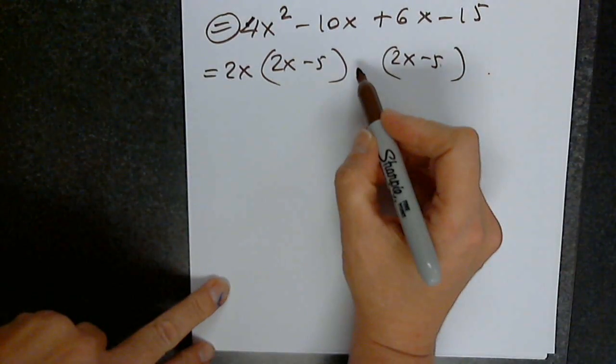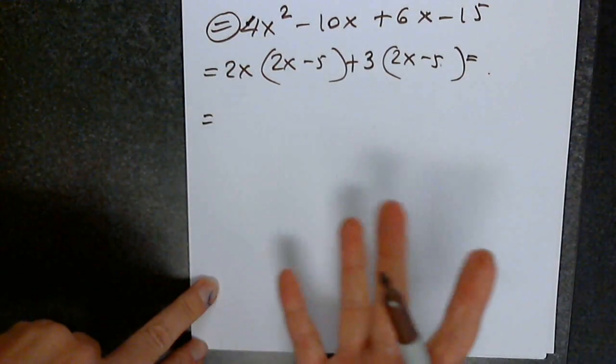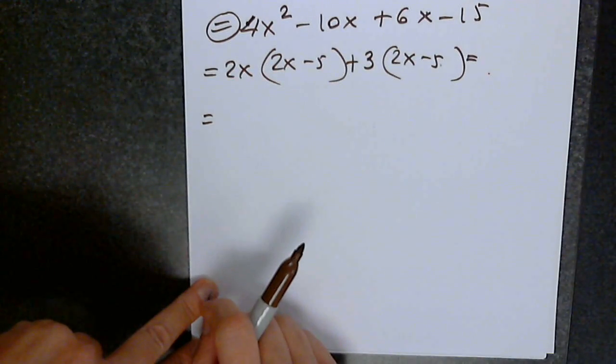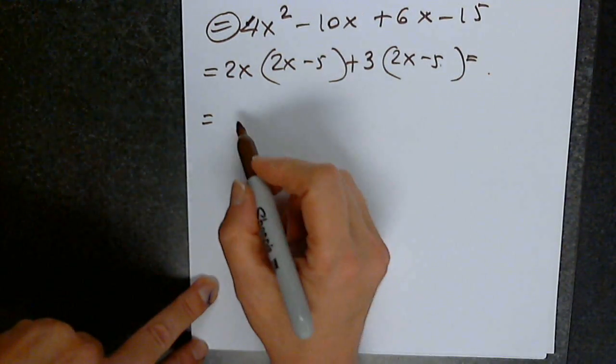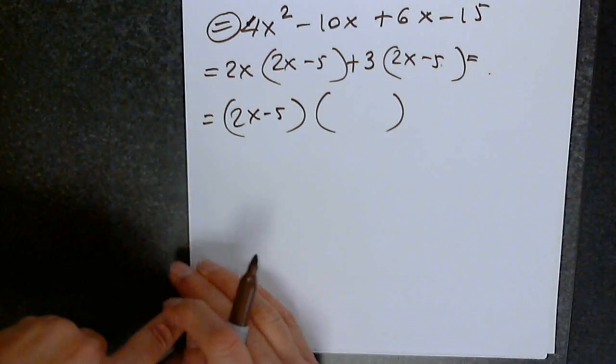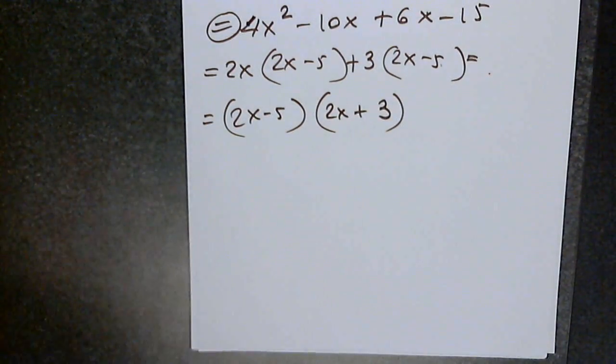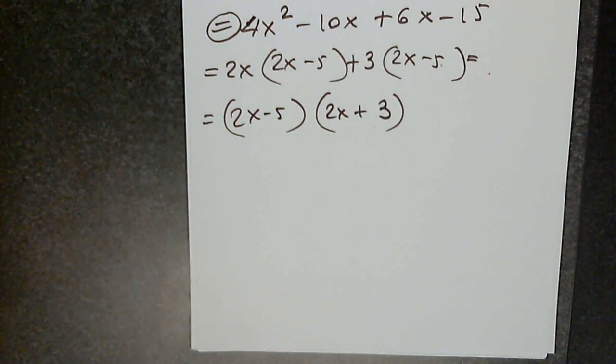Sign plus 3. What is the common factor from these two terms that comes out in front? Of the 2x minus 5. Very good. What is left from the first term? 2x plus. Not that bad, right? The first one looked very difficult, right?